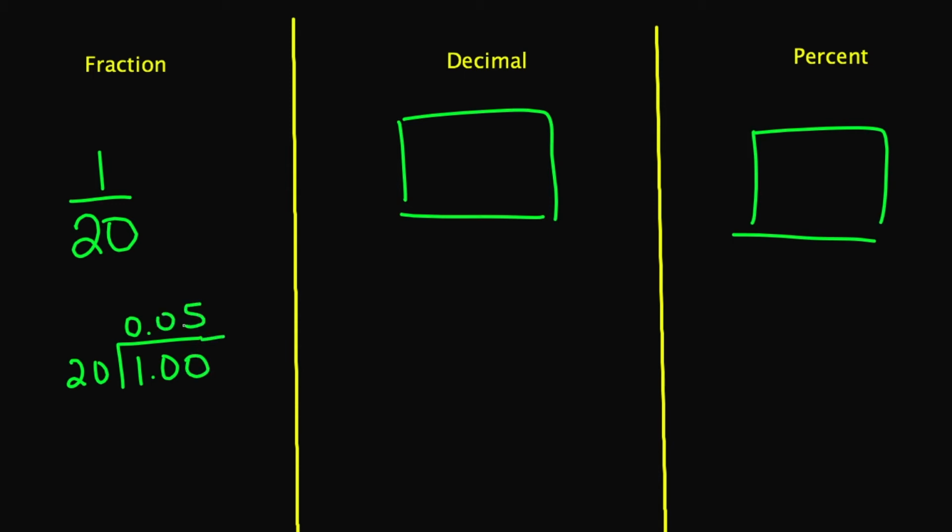20 goes into 100 five times. 20 times 5 is 100. 100 minus 100 is going to equal 0. So as a decimal, your answer is going to be 0.05. And then as a percentage, we're going to move 2 decimal places to the right. So this is going to be 1, 2, and it puts me right here after the 5. So this is going to equal 5%.